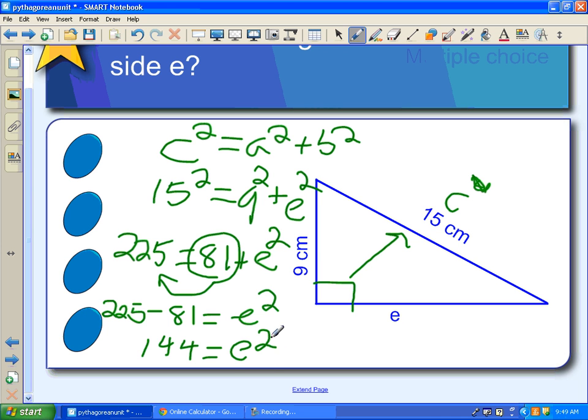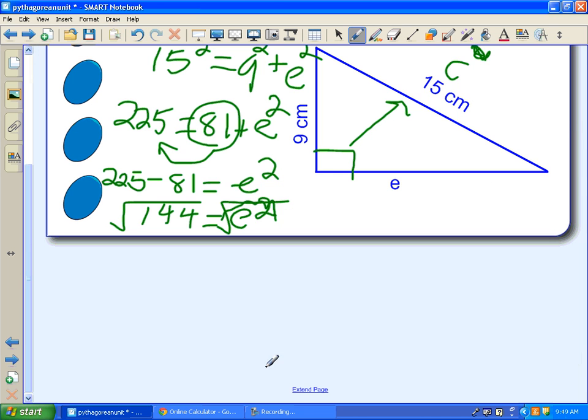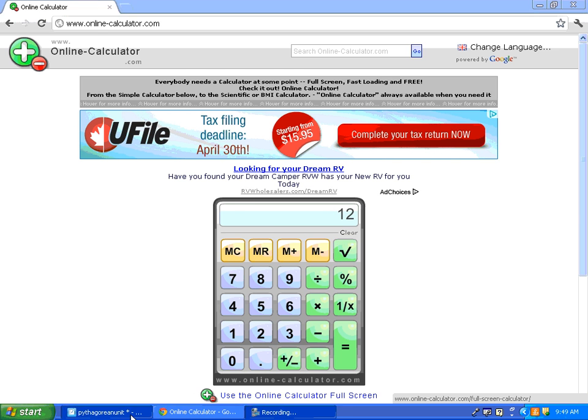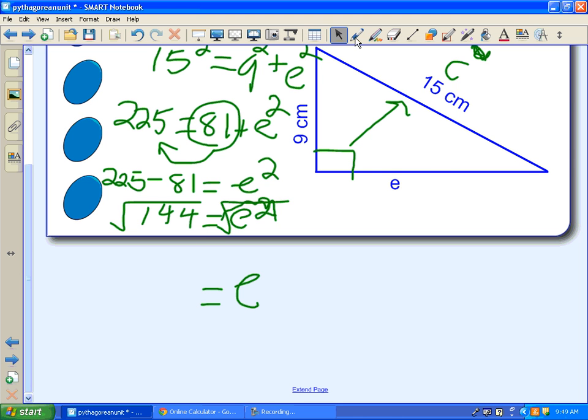To get rid of this squared, we do the root. And that cancels out the squared. But of course, what you do to one side, you must do to the other. So we've got e left all by himself. What's the square root of 144? Well, let's take 144 and hit the square root button. And the answer is 12. So our measurement for e right here is 12 centimeters, just like that.